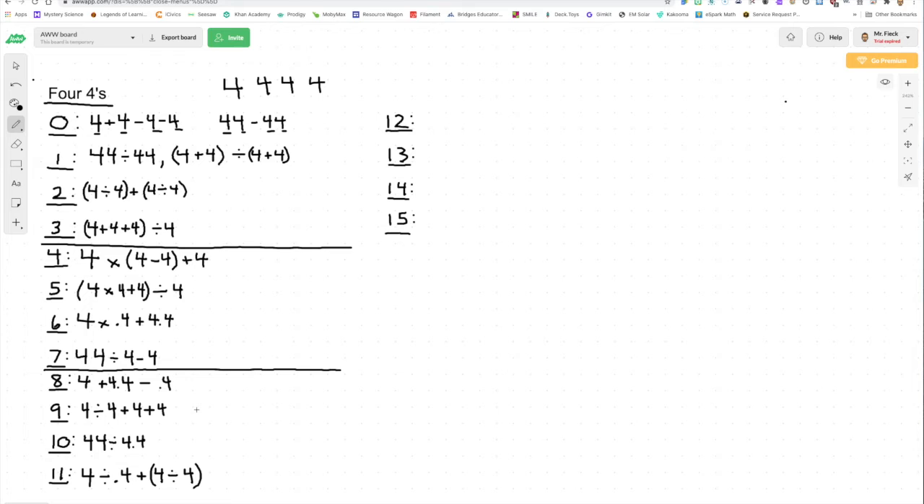And again, there's a bunch of different solutions, so if you came up with something different that works, that's great. These are just a solution I came up with that I thought works. So your first task for today, again, using 4 fours, try to solve for 12, 13, 14, and 15.